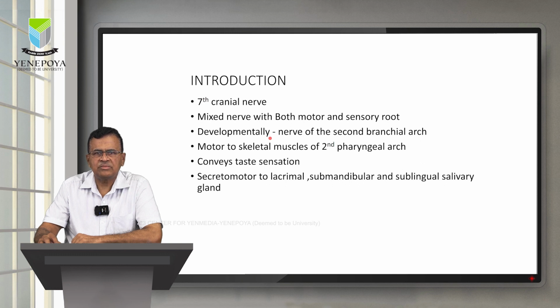So it has to supply all the muscles derived from the second pharyngeal arch, which includes 22 muscles of facial expression, posterior belly of the digastric, stylohyoid and stapedius. In addition, the facial nerve supplies secretomotor fibers to the lacrimal gland, submandibular salivary gland and sublingual salivary gland. It carries taste sensation from the anterior 2/3 of the tongue and general sensation to the posterior wall of the external auditory canal and posterior half of the tympanic membrane.